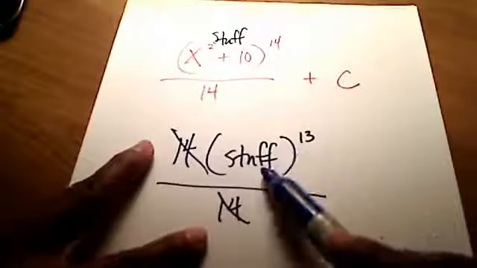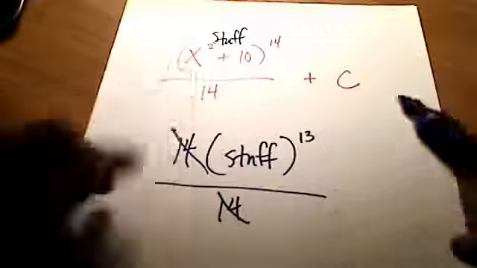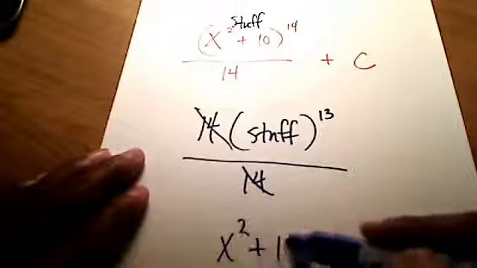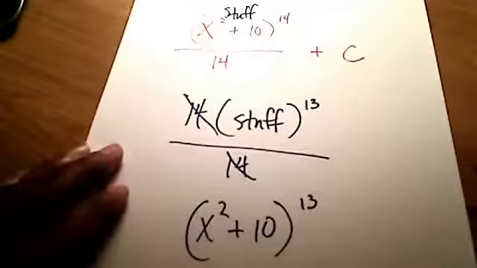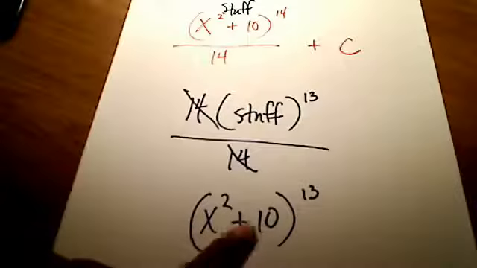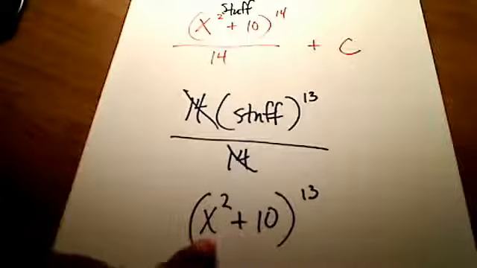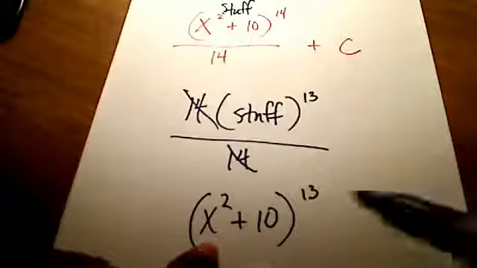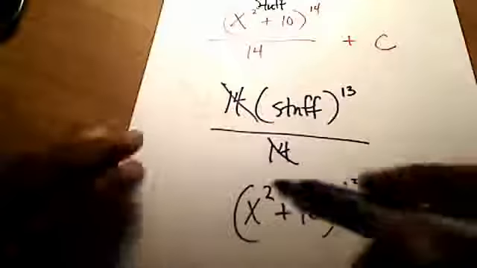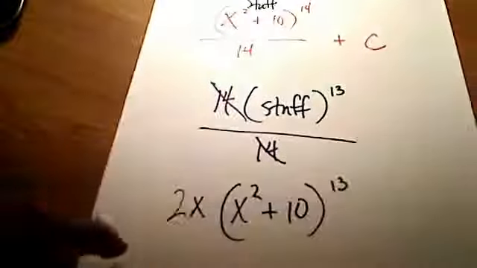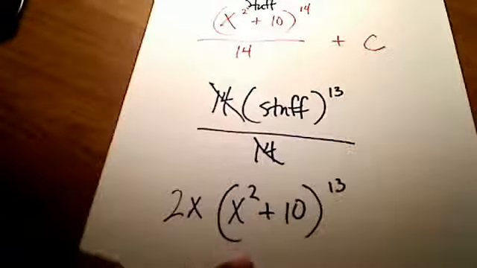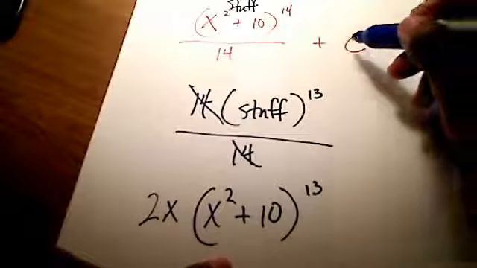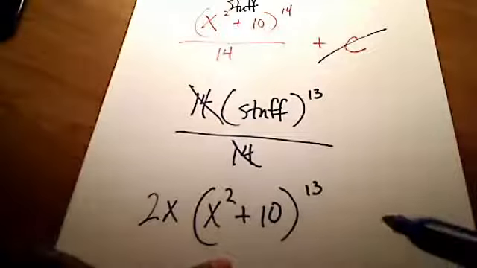But wait, what was that stuff that we had? Oh, that stuff was actually x squared plus 10. That's what it really was, right? And there's one more thing the chain rule says. Chain rule says, okay, now go to the inside and give me the derivative of the inner stuff. The derivative of that inner stuff is just 2x. We multiply the outer and the inner's derivatives together. And by the way, the derivative of this constant is just 0, so we can ignore that.